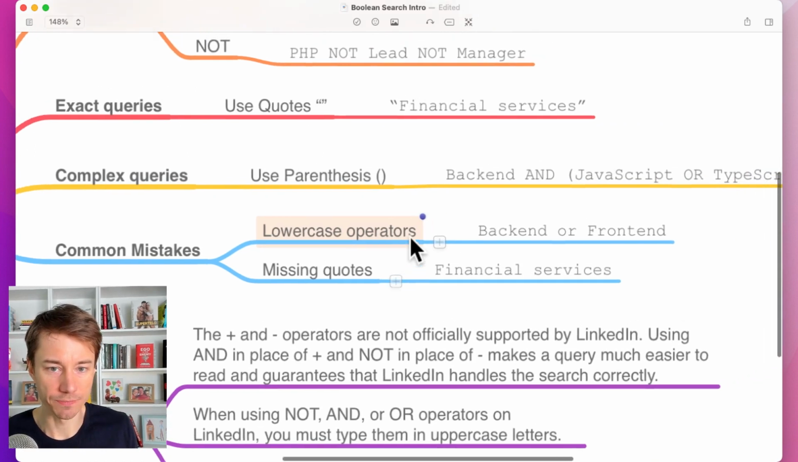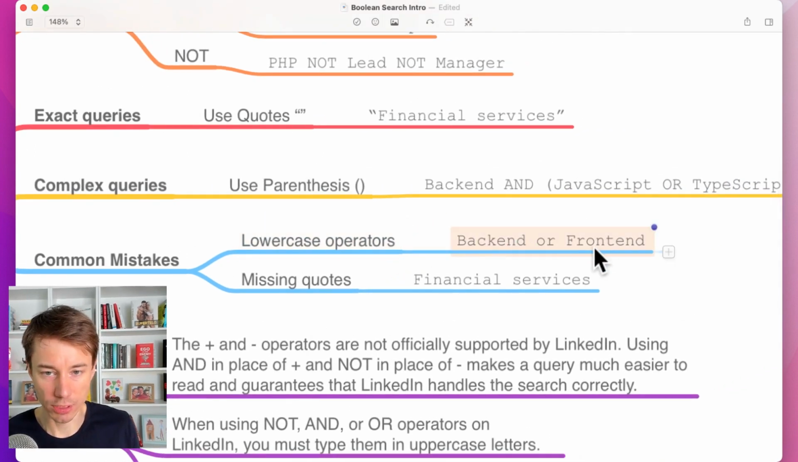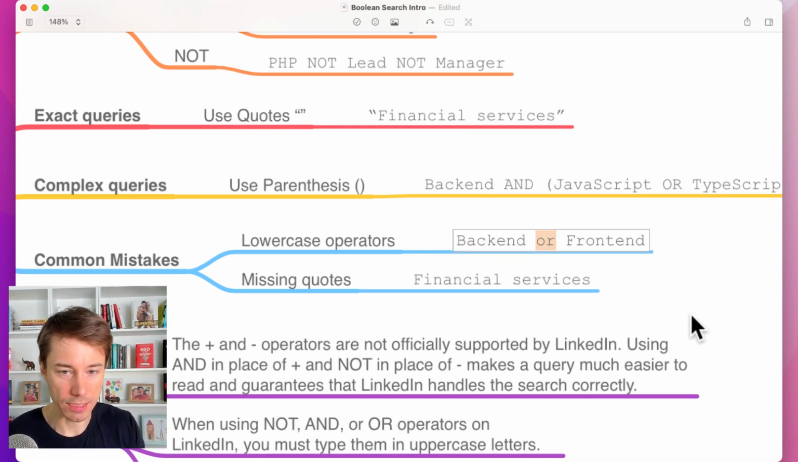Lowercase operators, so backend or frontend, would not work. It may work in some systems, it may work in your applicant tracking system or wherever, but it will not work on LinkedIn. And I've seen my colleagues, despite I always use uppercase in lots of examples, type lowercase. And when I look at it, I'm like, guys, this will not work. So just be careful, use uppercase always.